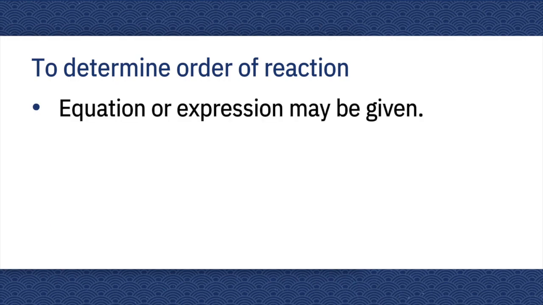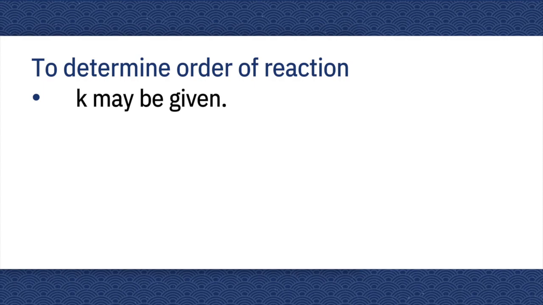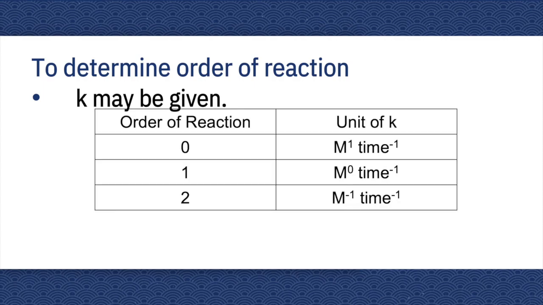In some cases, the rate equation or expression may be given, but in most cases, k may be given. Recall that when we have a zero order overall, k has a unit of M raised to 1 times time raised to negative 1. When a first order reaction comes, k has a unit of time raised to negative 1. Then for a second order reaction, k has a unit of M raised to negative 1 times time raised to negative 1. Do you notice the relationship of k and the order of reaction?